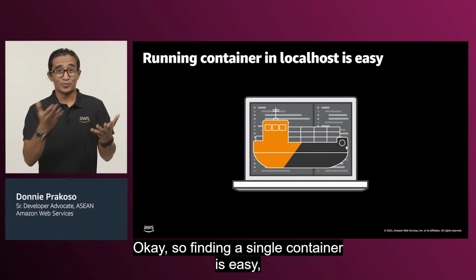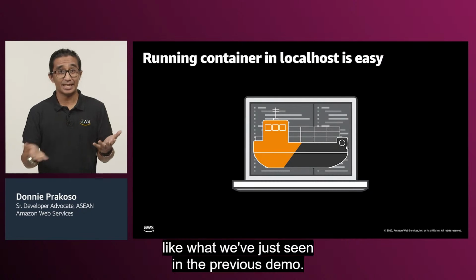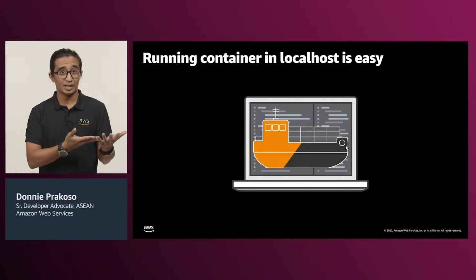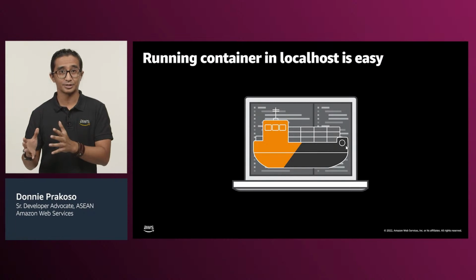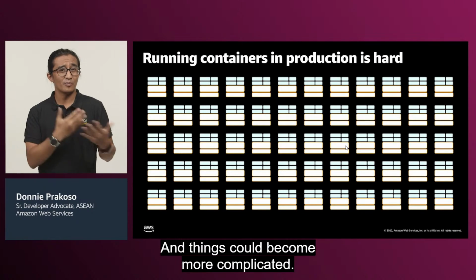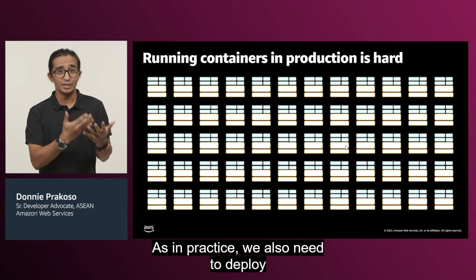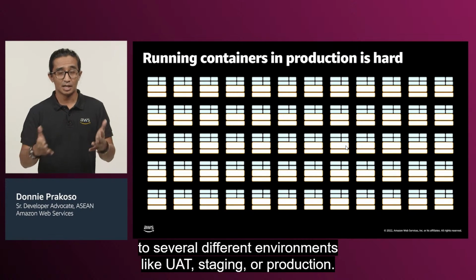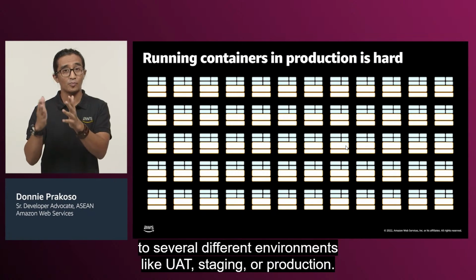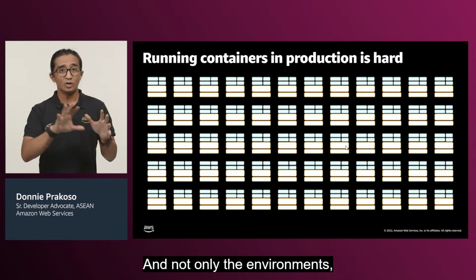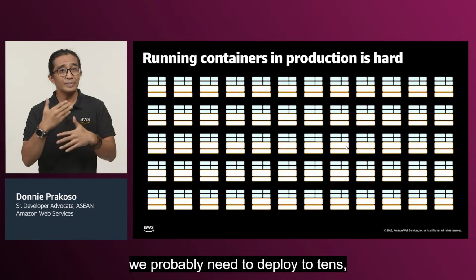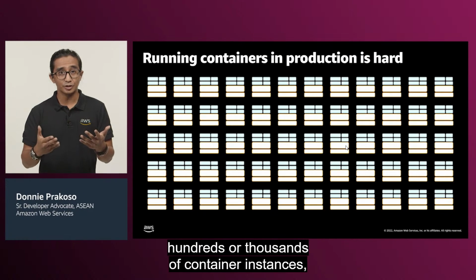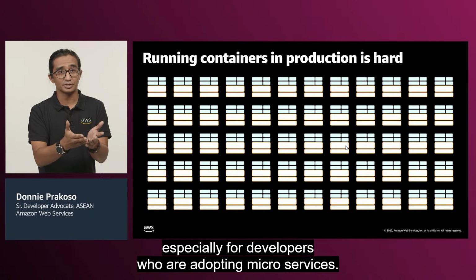Okay, so running a single container is easy, like what we've just seen in the previous demo. But in reality, we often need to deploy more than one container. And things could become more complicated, as in practice, we also need to deploy to several different environments, like UAT, staging, or production. And not only the environments, depending on the workload of our application, we probably need to deploy to tens, hundreds, or thousands of container instances, especially for developers who are adopting microservices.